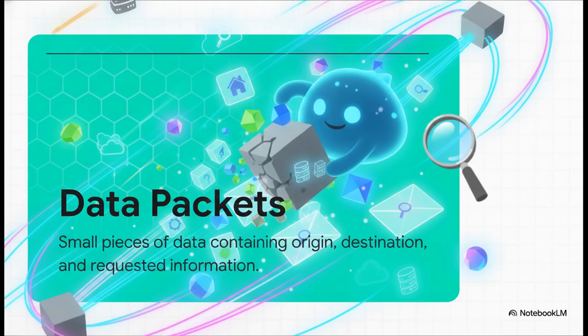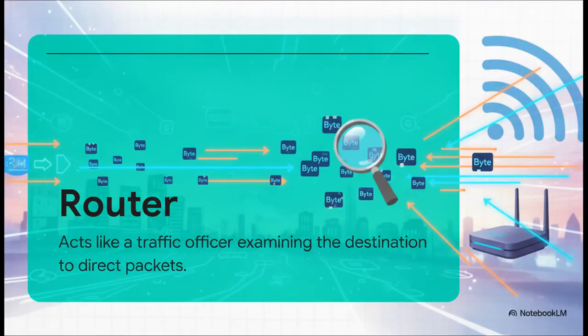Each little packet is stamped with critical information, where it came from, exactly where it's going, and what specific data it's asking for. They are completely prepped for the long road ahead. Almost immediately, these packets run into their very first guide, your Wi-Fi router. The router acts kind of like a local traffic officer. It carefully examines the destination stamped on Byte's packets and actively directs them out toward your internet service provider, sending them straight into the wild, wide area network.